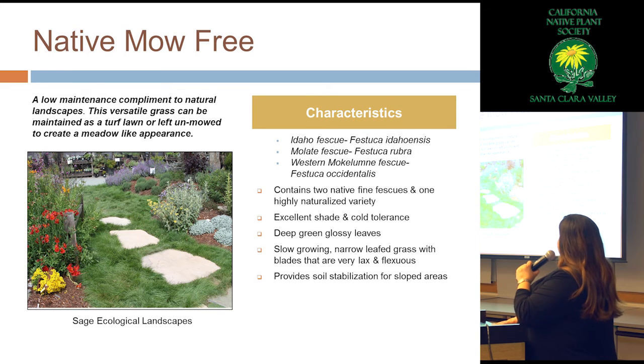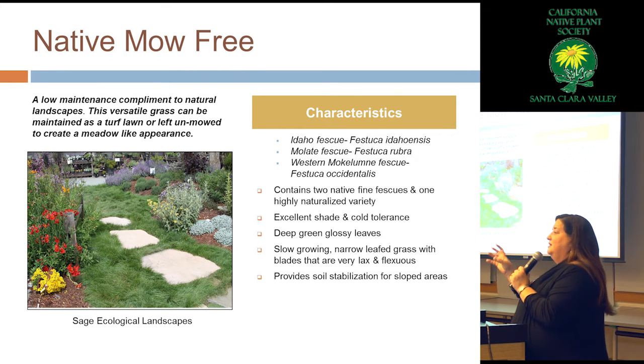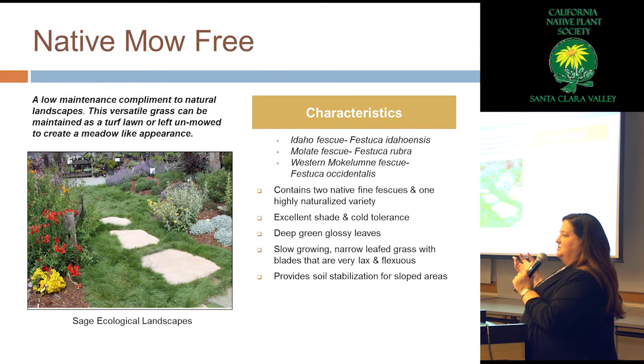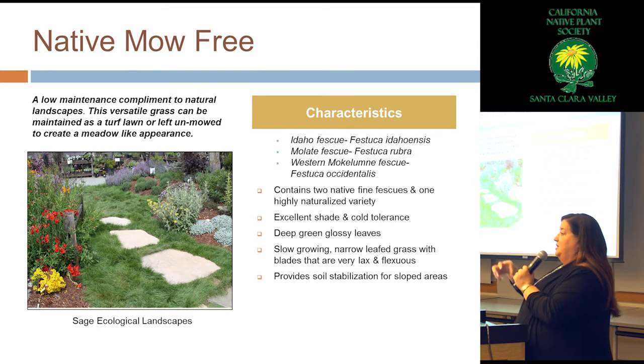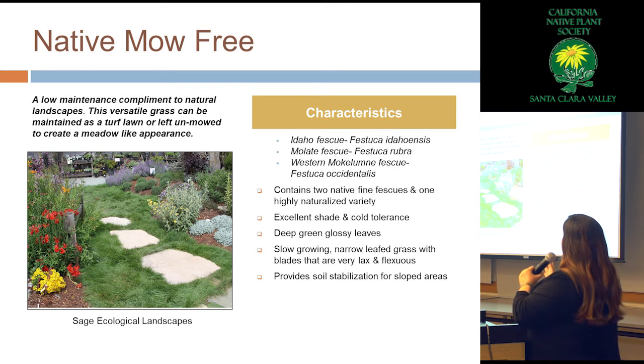So, having some bunch types. When we take it to the native side of the realm, you're looking at Festuca rubra, which is red fescue, Festuca idahoensis, which is Idaho fescue, and then we have Festuca occidentalis, which is Mokelumne fescue. So two bunch types and a creeper give you that kind of ebb and flow, that really cool structure that it'll grow into.